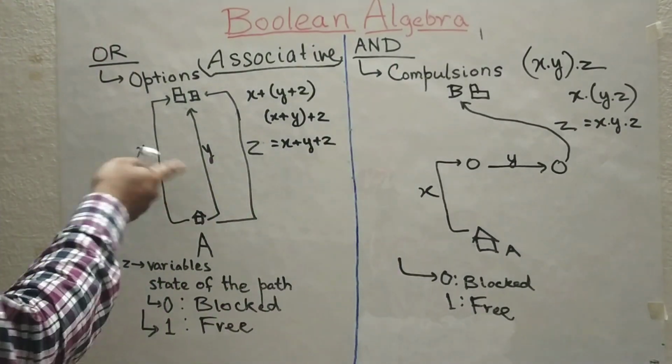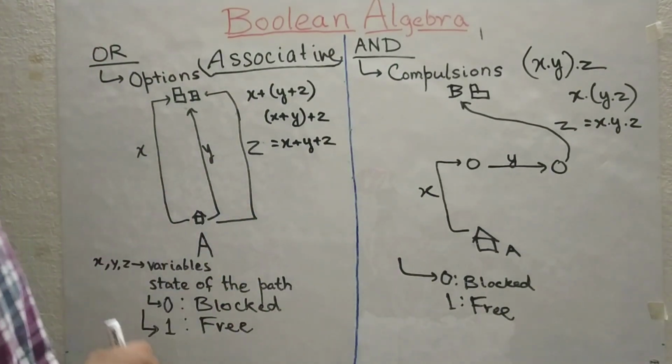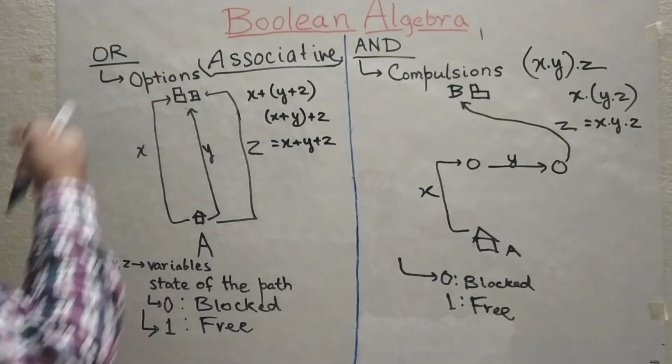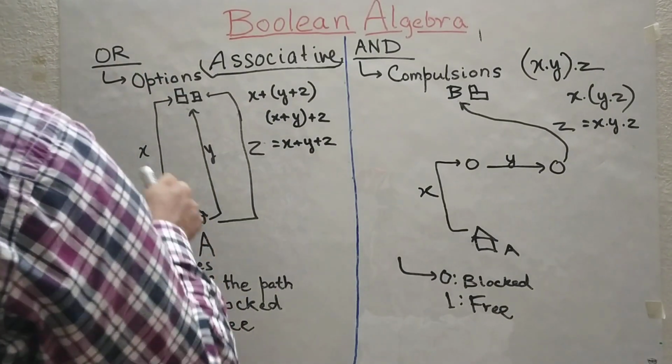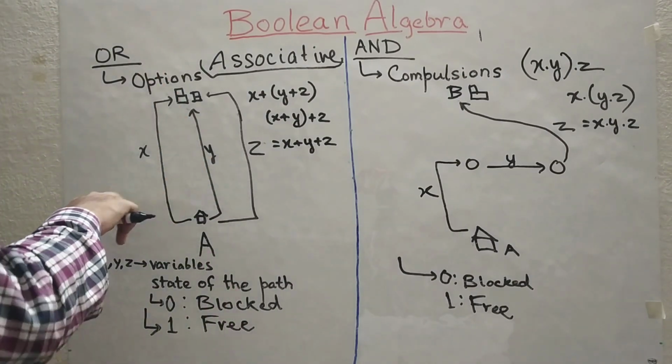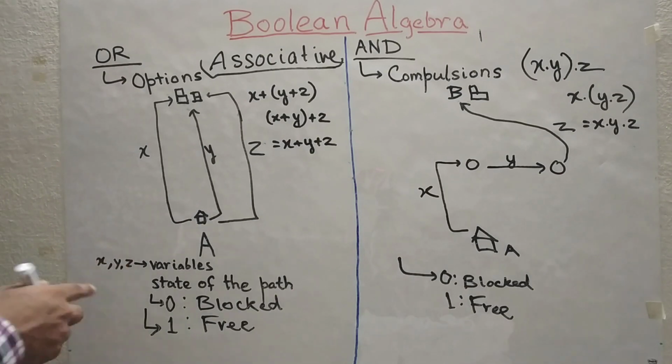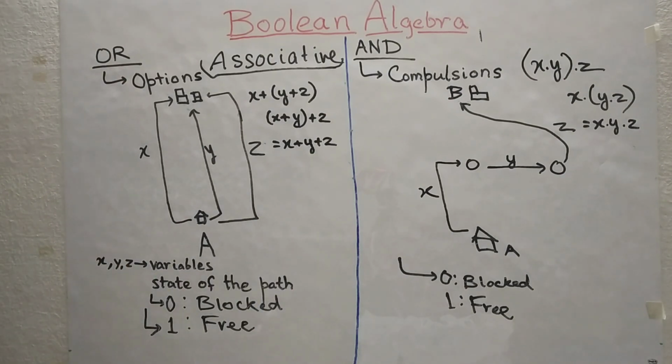Here, if any of them is free, the road is free. If two of them are free, the road is free. If all of them are free, then the road is free. Right? And you can go from A to B. And if none of them are free, all of them are blocked, then there is no road from A to B. The road is blocked. Right? This is the associativity operator.